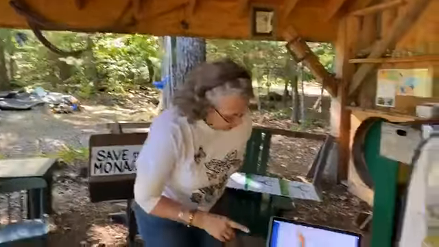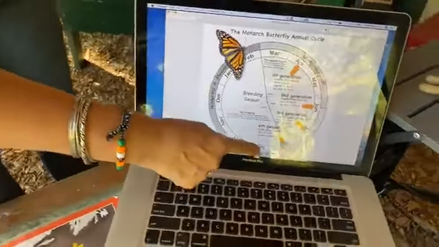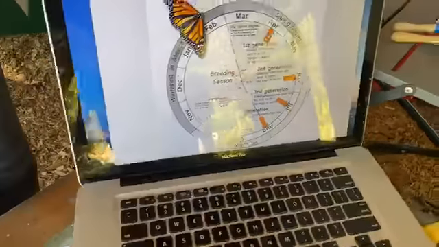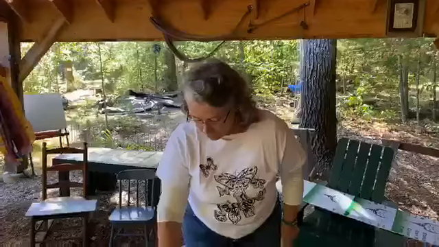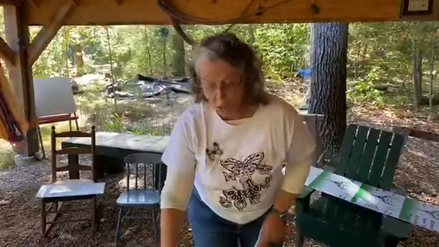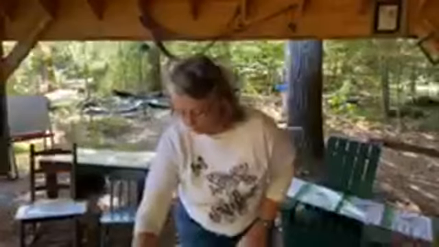So we're going to jump right in and talk about the migration of the monarch butterflies. We're going to start right where we're at, which is September. We're going to look at the calendar year. We're in September. This is when the butterflies from the north, that includes parts of Canada, all across North America, east of the Rockies, will head south, because any monarchs west of the Rockies will go to the coast of California for the winter.